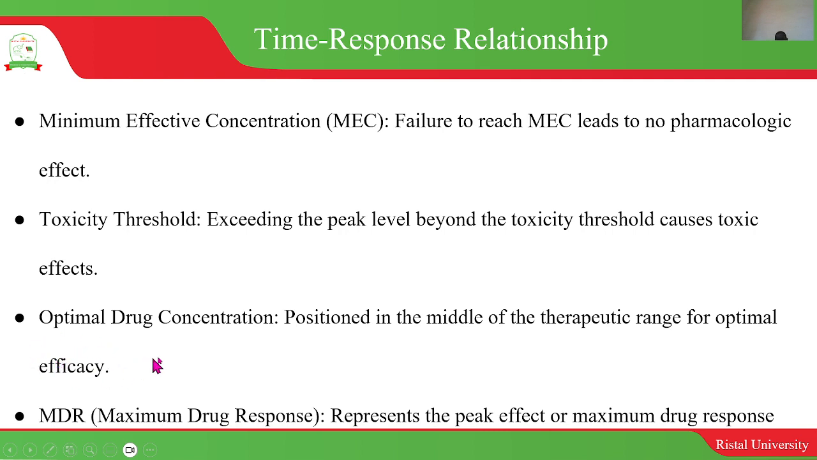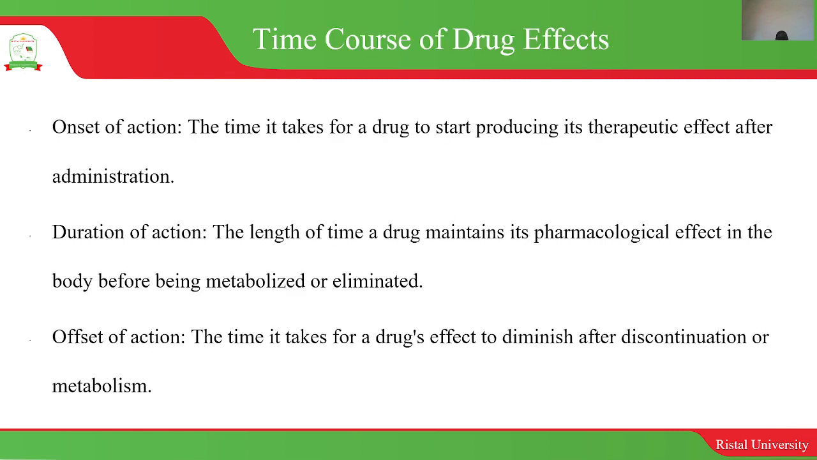Here we are looking at the efficacy of the drug, which is measured by the therapeutic window. Maximum drug response represents the peak effect. Time course of drug effects, onset of action: this refers to the time it takes for a drug to start producing a therapeutic effect after administration. When we give the drug, it doesn't reach that peak immediately, but it takes some time. So we measure this time from the administration of the drug until it starts to cause the action, which is what we call onset of action.